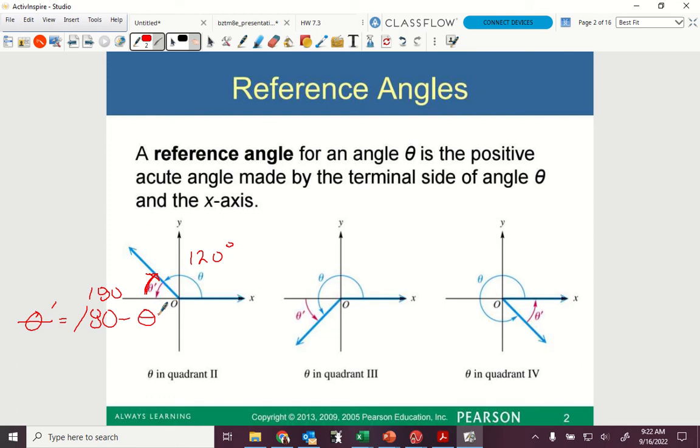What about quadrant 3? Let's look at it right here. Look where quadrant 3 is at over here. If this has to be the shortest distance to the x-axis, it's going to be this right here. And I know the x-axis here is going to be how many degrees? Say 180. Okay. So how do you think I would actually get that one? Subtract what? Theta from 180? Isn't that what I did for quadrant 2 though?